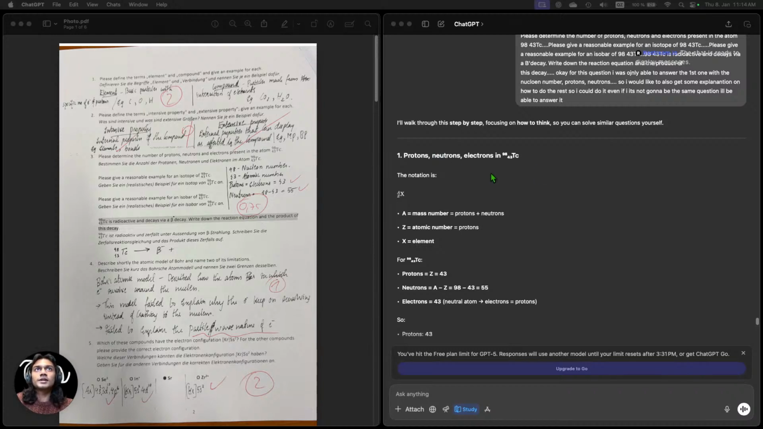Protons, neutrons, electrons. Notation. Mass number, protons plus neutrons, is the one at the top. The one at the bottom, atomic number, equals protons. That's the elements.